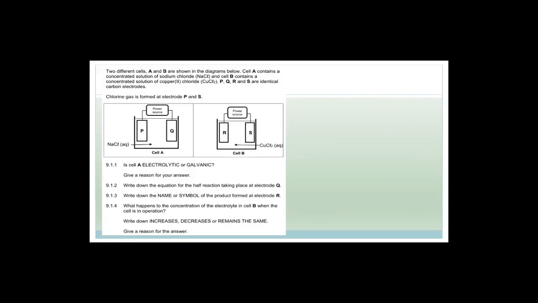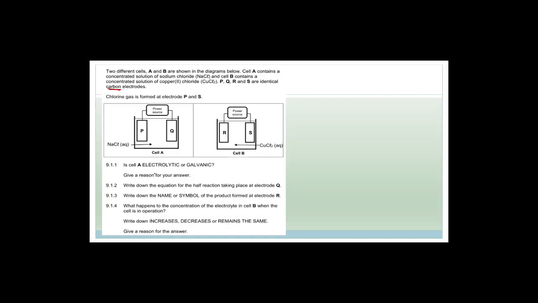Okay, so we've got two different cells, A and B, shown in the diagram. Cell A contains a concentrated solution of sodium chloride. And cell B contains a concentrated solution of copper 2 chloride, CuCl2. And P, Q, R and S are identical carbon electrodes. Now, there is a reason why we use carbon electrodes. And the reason is that they tend to be inert. So they do not participate in the reaction.